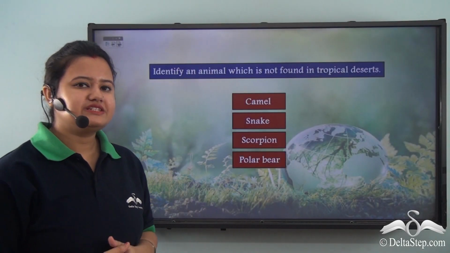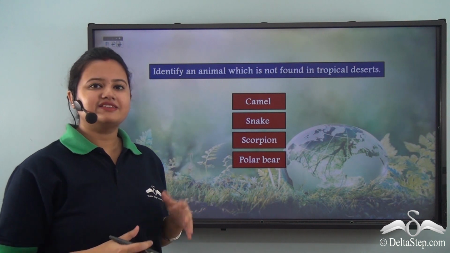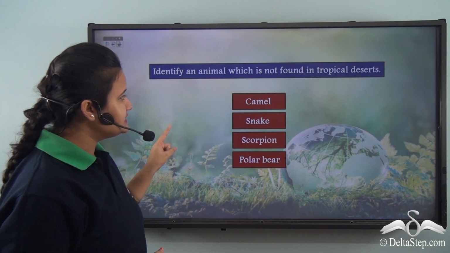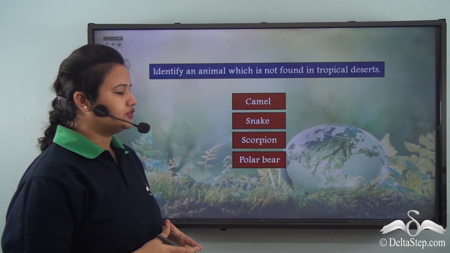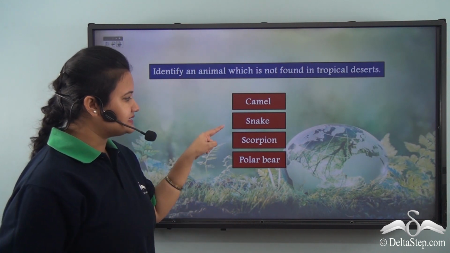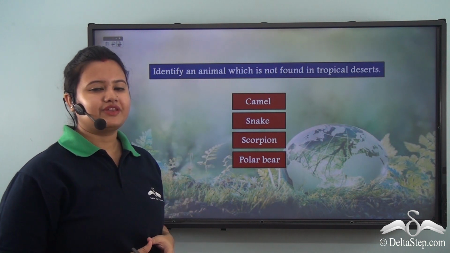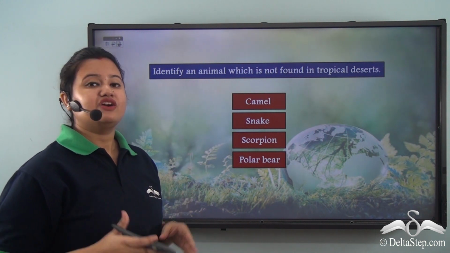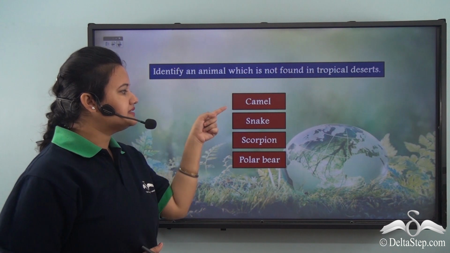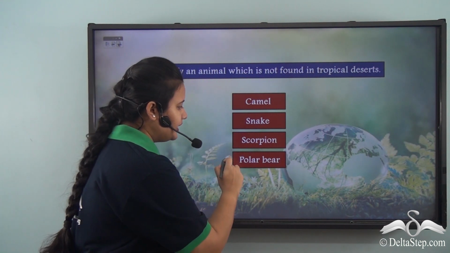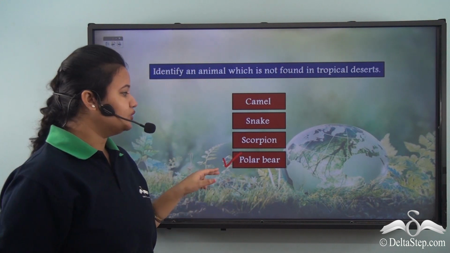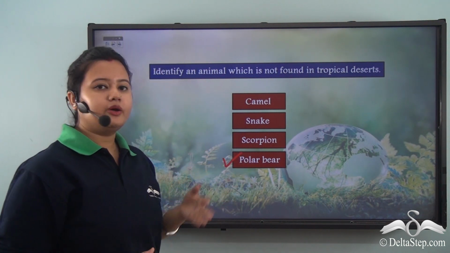Now, before proceeding with our lesson, let us see if we can answer this. We will have to identify an animal which is not found in tropical deserts, and the options are camel, snake, scorpion or polar bear. What do you think? Well, we just discussed that camel, snake and scorpion are found in desert, whereas polar bear is not found in desert. So, the correct option will be polar bear.